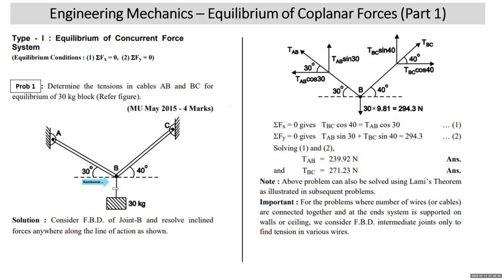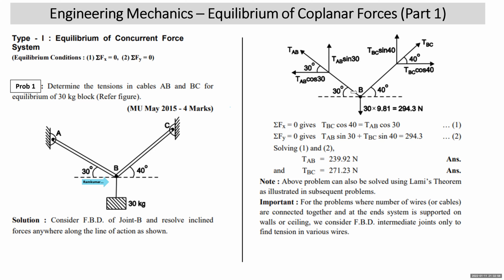So let's draw the free body diagram of joint B. What are the forces which will act at joint B? One will be this weight, which is acting vertically down. So 30 into 9.81, mg. This m is mass, 30, multiplied by g. This is 294.3. This angle is 40. Tension in this cable will be away from joint B. We already understood that tension in the cables will always be away from the body. So I'm assuming the tension in cable AB is TAB, and the tension in the cable BC is TBC.